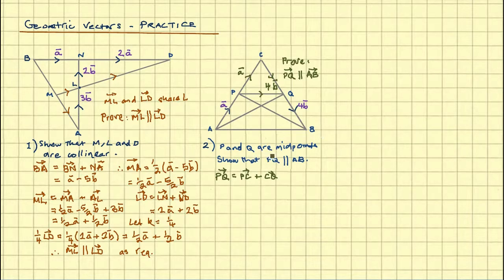So now you need to express PQ equals PC plus CQ in terms of a and b. Pause the video, give it a go. Okay, so PC is a, and CQ is 4b. And that's halfway through our proof. So now we're going to work out AB.